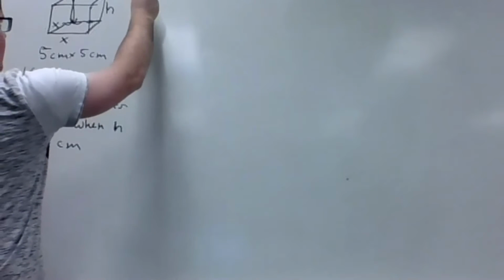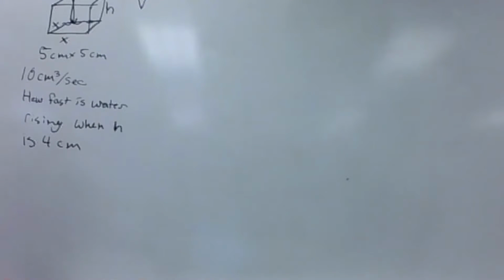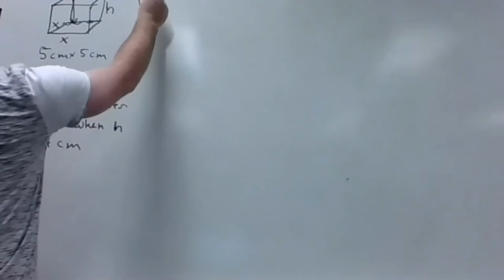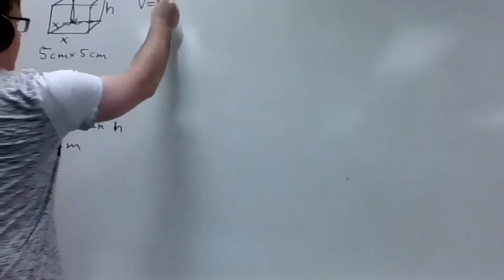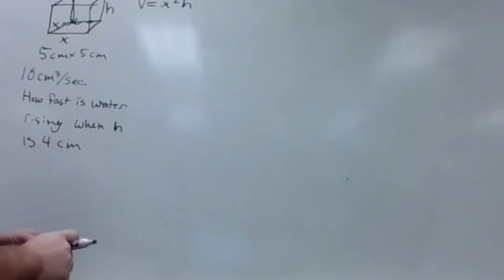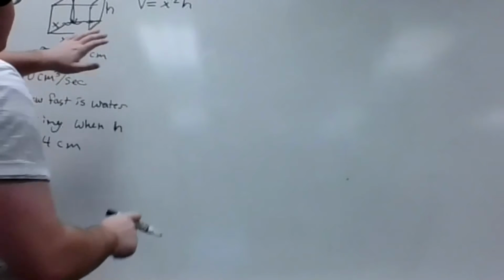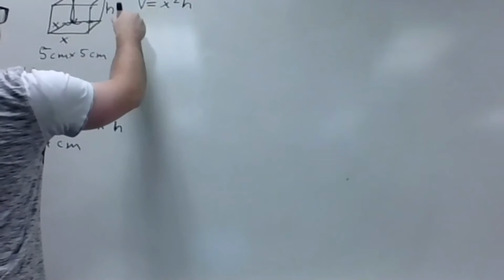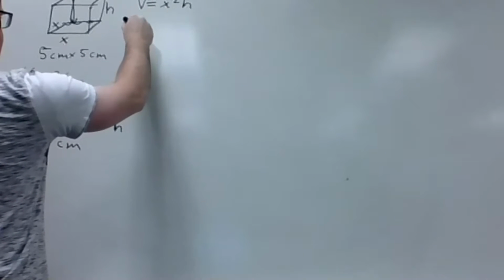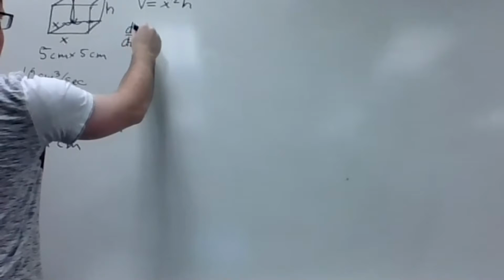So we're dealing with volume, so we want a volume equation here, right? So what's our volume equation going to be? Well, it's a cube, so we know it's just going to be all the sides multiplied together. So if it's a square base, it's just going to be x squared times the height. That makes sense? And then from there, we want to find dh/dt.